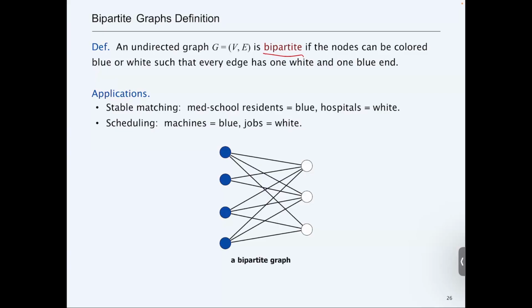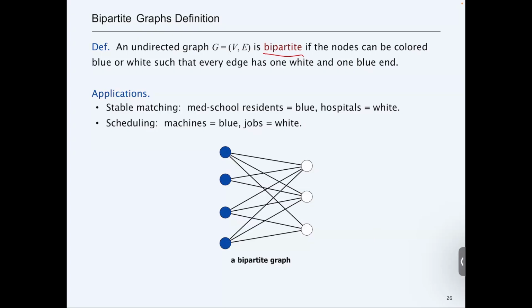And this shows up constantly in applications where there's naturally two different types of objects. So for example, think about the stable matching problem that we saw in a previous video. We might have med school students on one side, and hospitals on the other. In scheduling, we may have jobs on one side and machines on the other. In a networking problem, we might have users on one side and servers on the other. We're connecting users to servers. We're connecting jobs to machines. We're connecting students to hospitals. Edges are only going to go between those two groups.